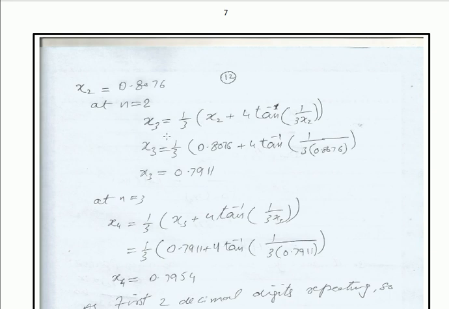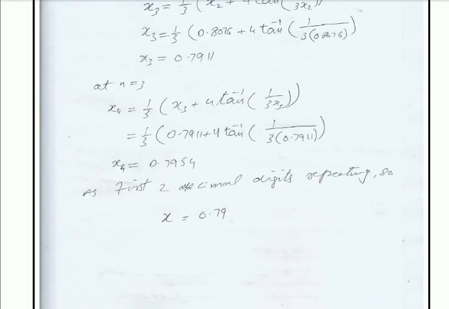Now again, because this is an iterative solution, we take n = 2. When we put n = 2, we get x3 = 1/3 (x2 + 4 tan^-1(1/(3x2))). As we have calculated in the previous step, x2 is equal to 0.8076. When we put this value for x2, after simplification, we get x3 = 0.791. Now, for n = 3, we get x4 = 1/3 (x3 + 4 tan^-1(1/(3x3))). As we have calculated, x3 is equal to 0.791.